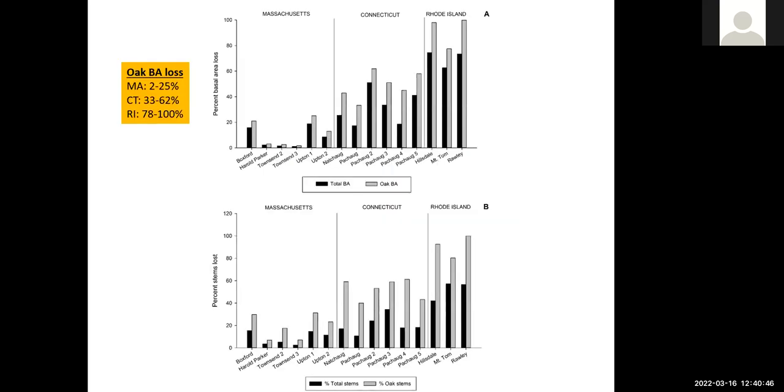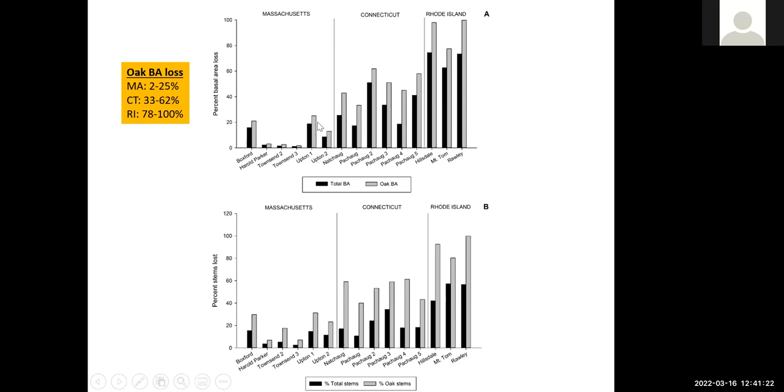So same kind of setup for this graph. This is percent basal area loss. I just use this because we're comparing so many different sites. And this is where, again, it gets a little bit misleading. In Massachusetts, it's 2 to 25% basal area loss of oak. Again, a lot of that was older. So I think we'd easily cut that range into probably 2 to 10% of anything recent, and some of that can just be background again. So not a lot of loss in Massachusetts.